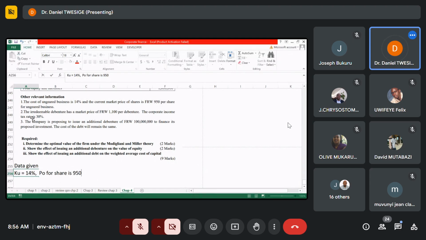Then the irredeemable debenture has a market value. PO for irredeemable debenture. Yes. No.